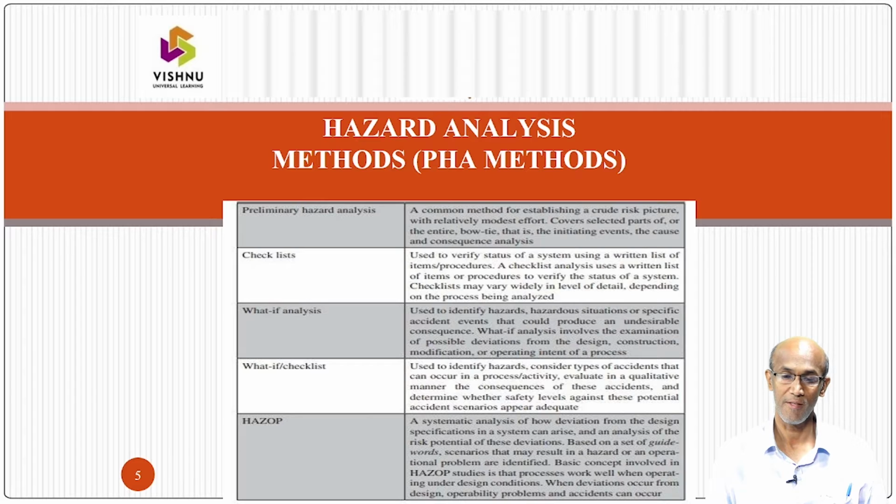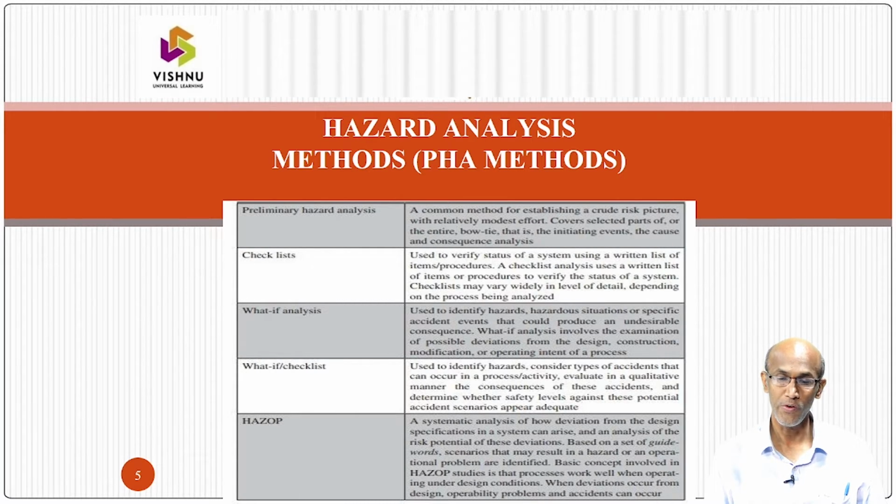Preliminary hazard analysis: a common method for establishing a crude risk picture with relatively modest effort. It covers selected parts of or the entire bow tie, that is, the initiating events, the cause and consequence analysis.